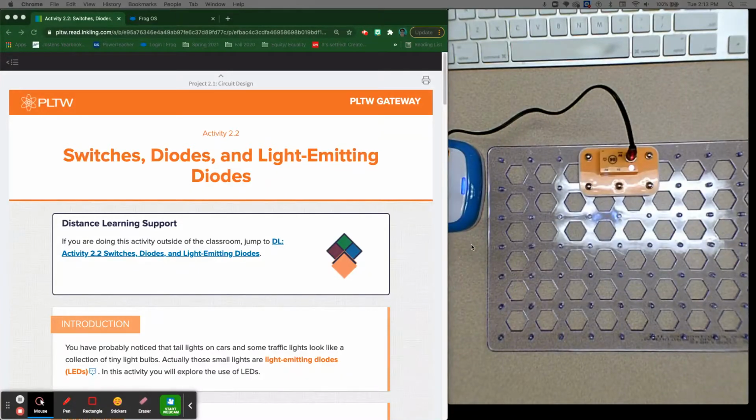Welcome to Magic of Electrons Activity 2.2, Switches, Diodes, and Light Emitting Diodes. This is an assignment from PLTW.